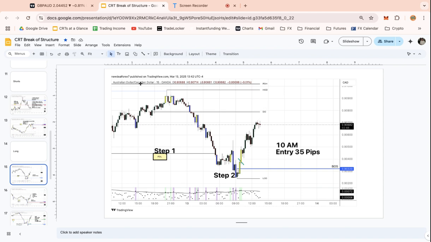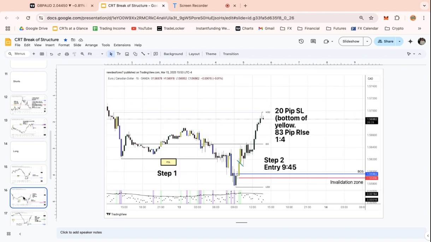This is a Canadian dollar, Australian Canadian. Some of those pairs have a lower average daily range. Okay, it is what it is. But I chose these just to show you the example of the pattern. All right. So once again, here's another example on Euro Canadian.